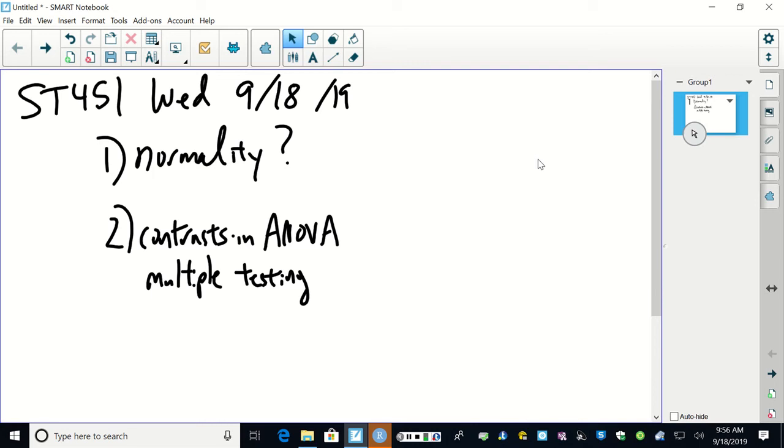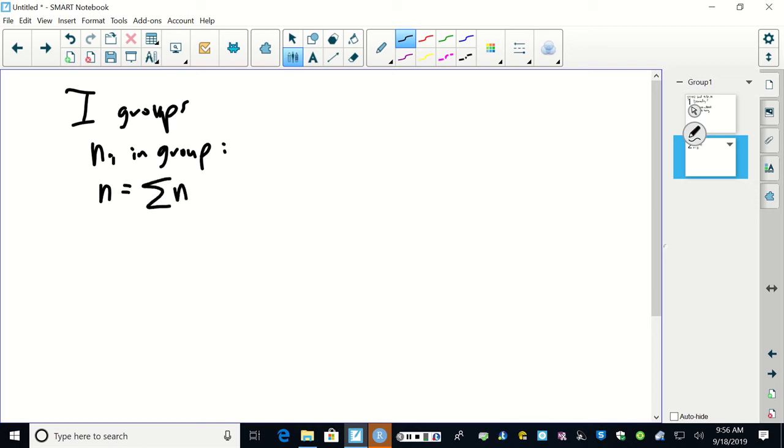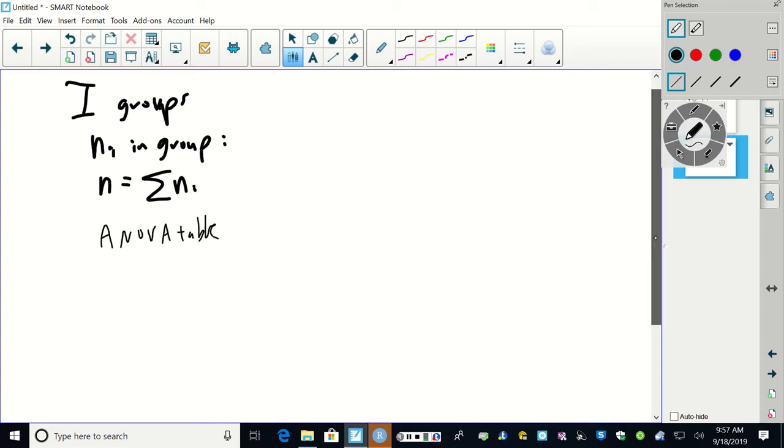So we're going to look at contrast in ANOVA and multiple testing in ANOVA and kind of review the ANOVA table. So in the ANOVA table that we did, there are I groups, n sub i observations in group i, and so N is our total sample size, the sum of the n_i's. And we did a number of statistics that we can put together in a table for our standard presentation.